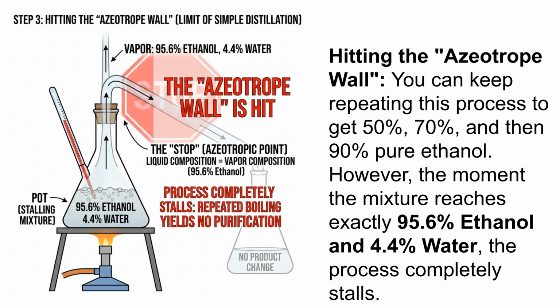Hitting the azeotrope wall. You can keep repeating this process to get 50%, 70%, and then 90% pure ethanol. However, the moment the mixture reaches exactly 95.6% ethanol and 4.4% water, the process completely stalls. Why does it stop changing? At this precise 95.6% concentration, the liquid and the vapor have the exact same composition.